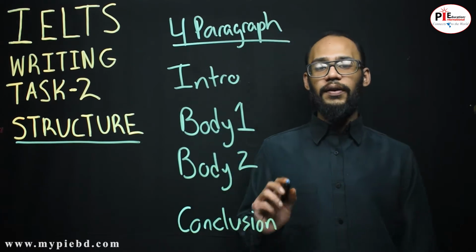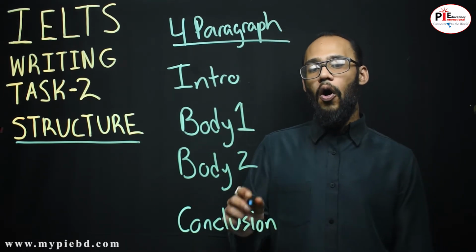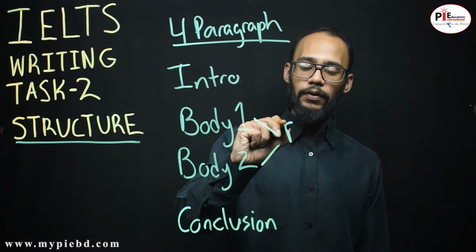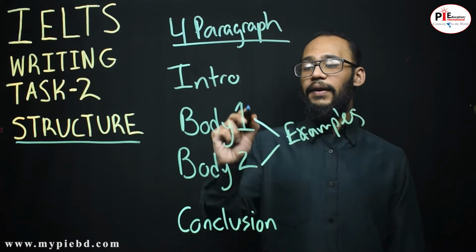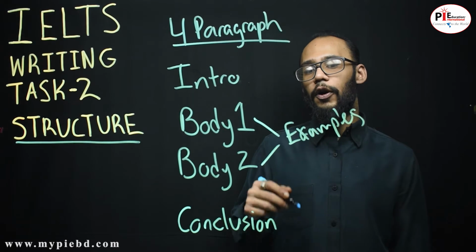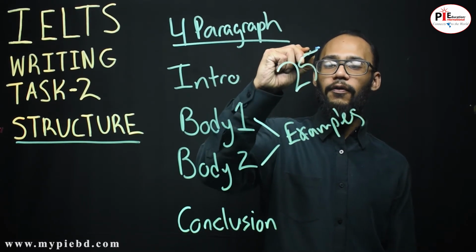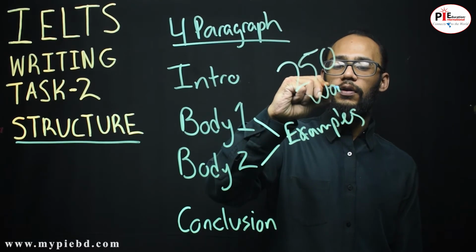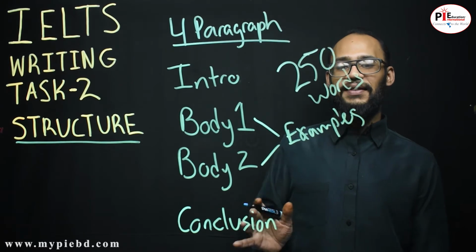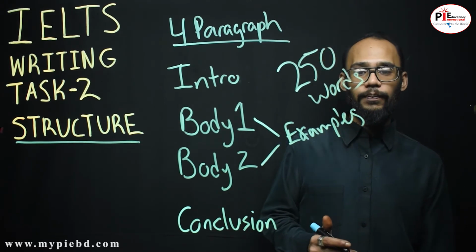Now, if you can deliver an essay with these 4 elements, all relevant to the topic, using examples and connecting everything together with a restatement of your opinions in the conclusion with 250 words, you have the basic elements necessary to score high on the IELTS Writing Task 2.